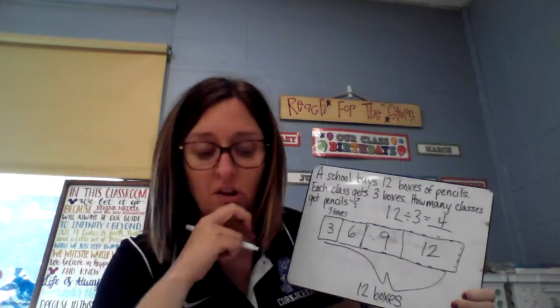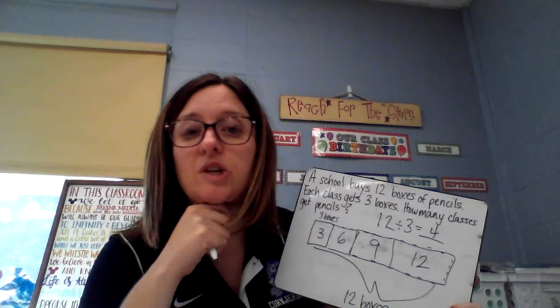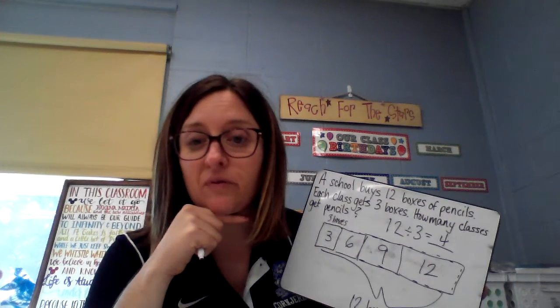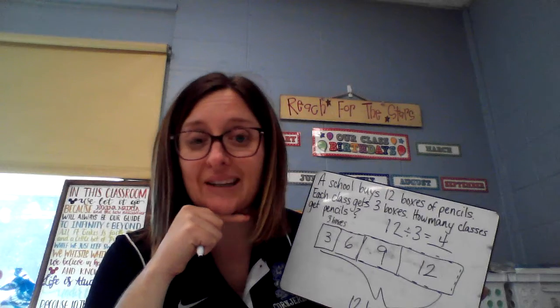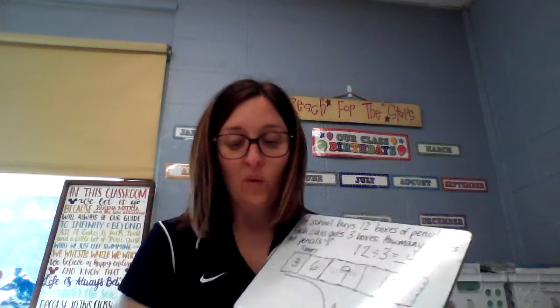Now, this looks a lot like our last problem, doesn't it? The only difference is what my quotient means. In the problem before that, 4 was the number in each group. Here, this 4 is how many groups I have. We have to pay very close attention to find out which one the quotient means.